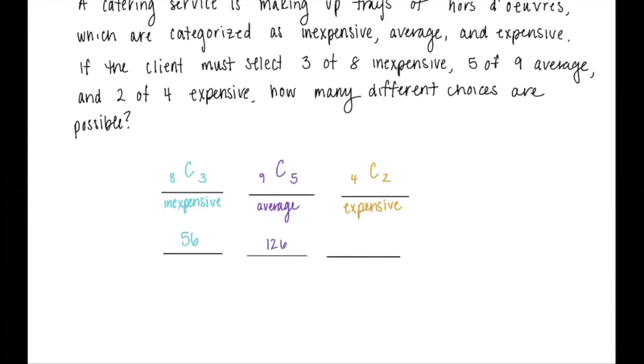Then you can do the same thing for expensive. We actually did that already. From the 4 people, we selected 2 for a committee. You really only have 6 options to pick your expensive. And so we go ahead and multiply all of these together. And so we have 42,336 ways to pick that menu. So a lot of possibilities.